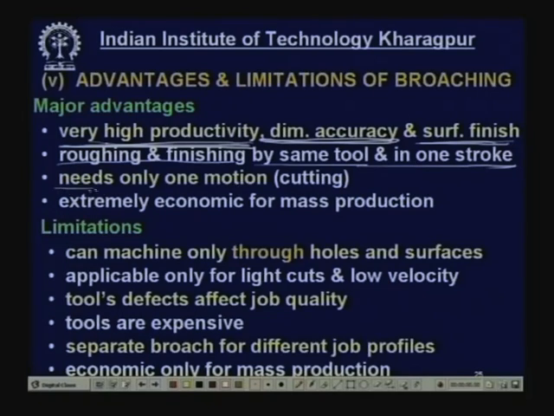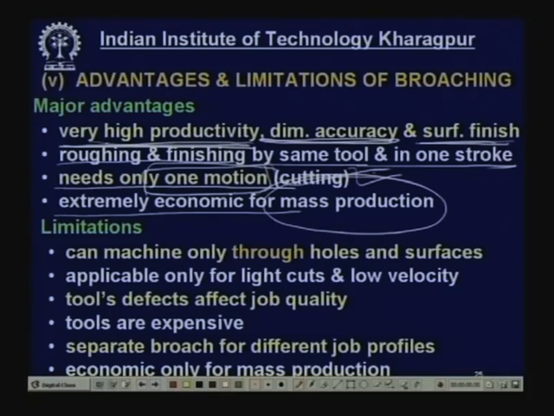Now, it needs only one motion. More motions means more components and parts are involved, more wear and tear, less rigidity, backlash, all problems. Since the motion is less, the machine is very rigid and very fast, extremely economic for mass production, because it is very fast working.